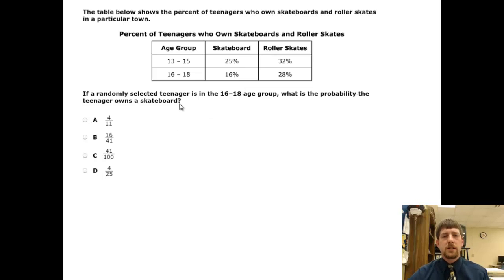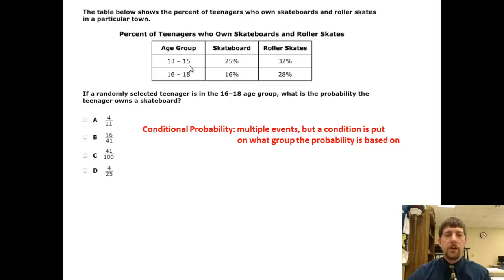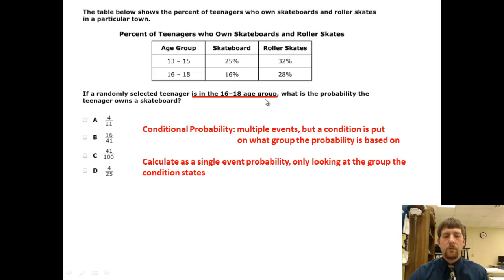If a randomly selected teenager is in the 16 to 18 age group, what's the probability that the teenager owns a skateboard? Well, this is a conditional probability because there are multiple events, but a condition has been put on what group the probability is based on. They only want us to look at the 16 to 18-year-olds. They said if a randomly selected teenager is in the 16 to 18 age group. So only looking at this 16 to 18 age group allows us to calculate it as a single event probability. And we're only going to look at the group that the condition states.